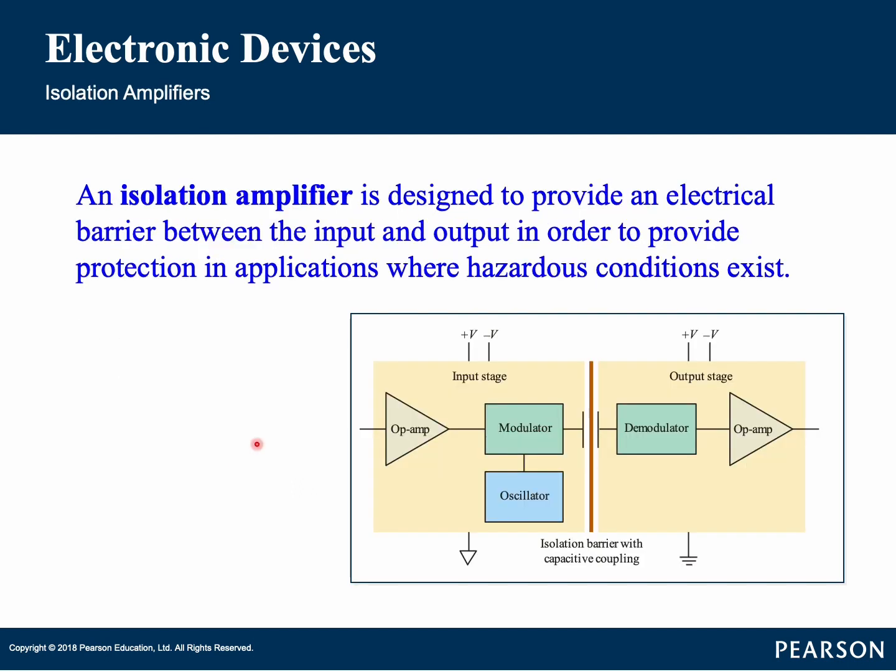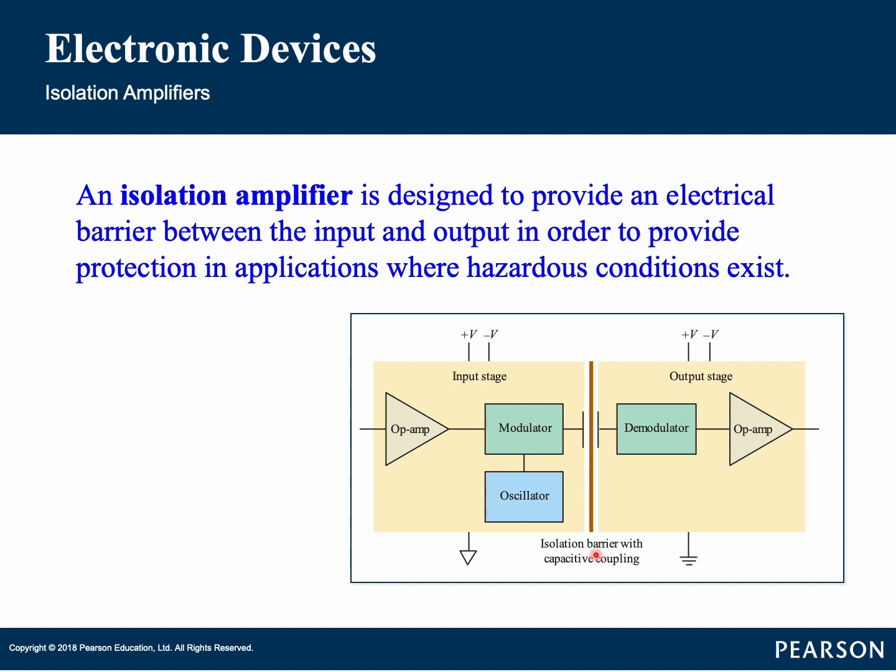Now let's move to the next item, an isolation amplifier. It is a device that consists of two electrically isolated stages. The input stage and the output stage are separated from each other by an isolation barrier, so that a signal must be processed in order to be coupled across the isolation barrier.